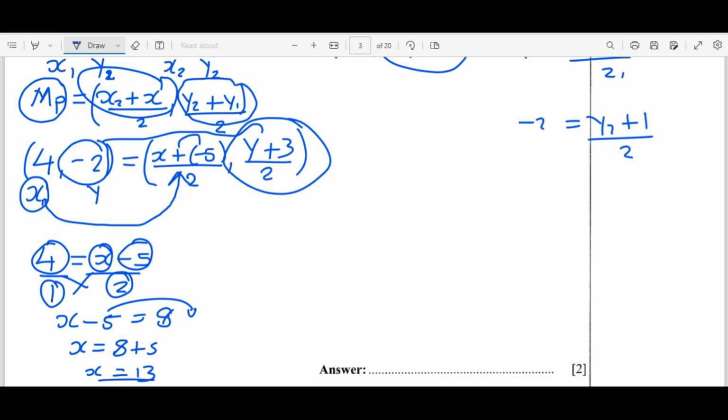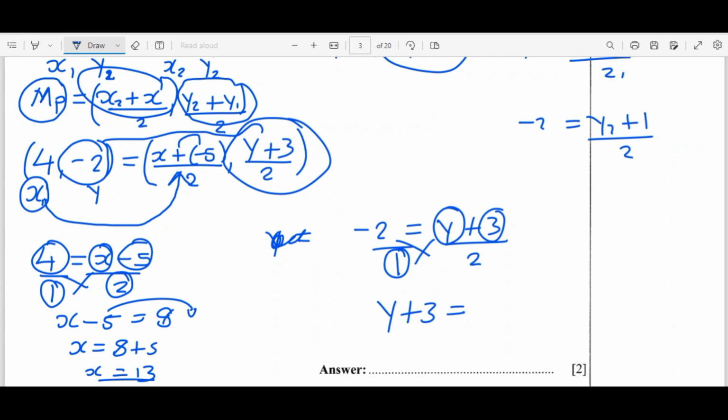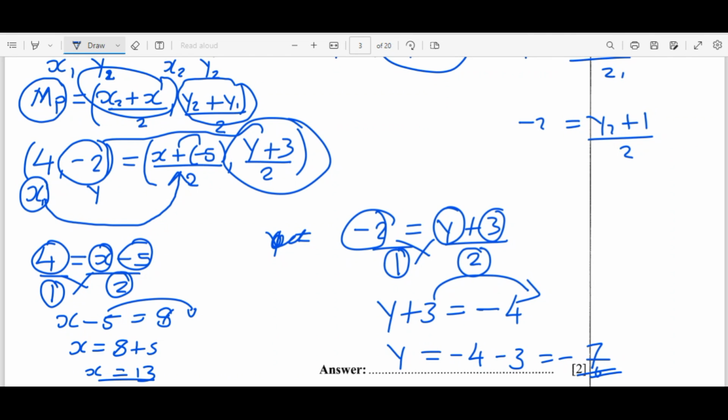So we do the same to the y. The y coordinate: -2 is equal to (y plus 3) over 2, over 1. We cross multiply. 1 times y plus 3 is y plus 3. Then positive 2 times -2 will give us -4. We shift the positive 3 to the right side, giving us y is equal to -4 minus 3. Same signs, what are we supposed to do? We add. So 4 plus 3 is 7. Our final answer is -7.